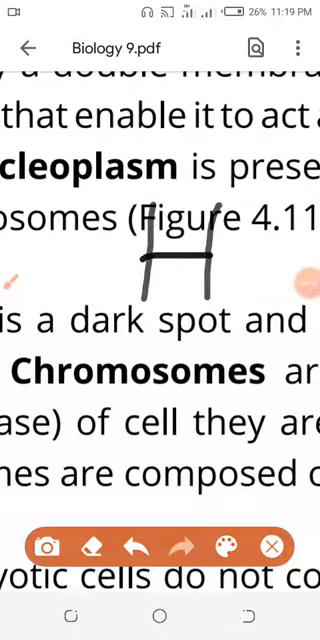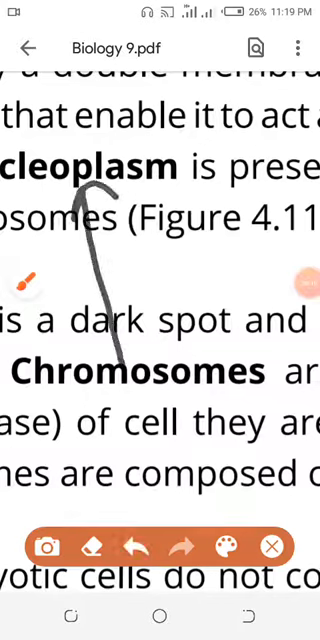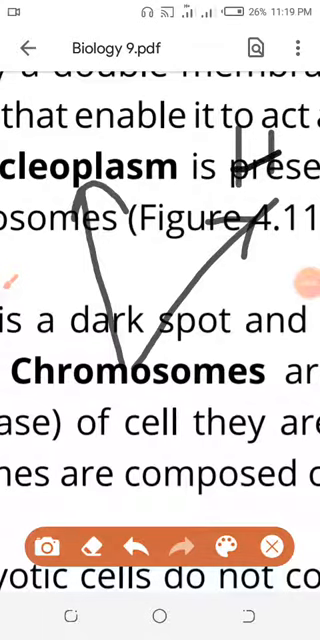So what happens? The chromosomes consist of two significant structures. One is the histone and one is the DNA. And DNA, now I am using another word, and you have to write it in your copy. That is very important. That is not written here.